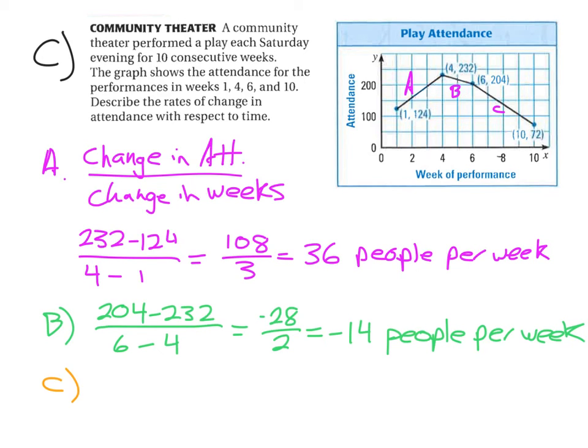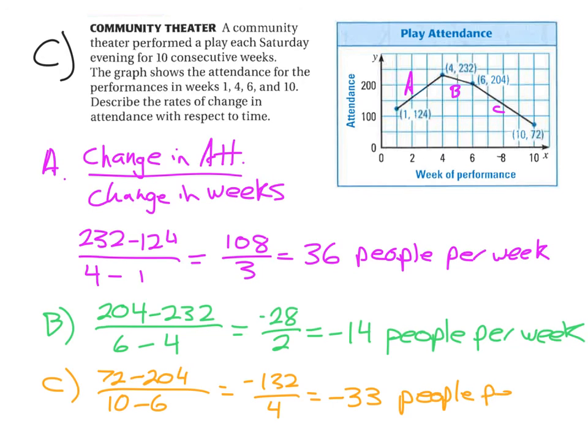And for our last section of the graph, we have part C. It went from 204 people down to 72 people. So we'll do the same thing, 72 minus 204, and we'll divide that by 10 minus 6. So 72 minus 204 gives us negative 132 divided by 4. And when we simplify that, we get negative 33 people per week was the rate of change.